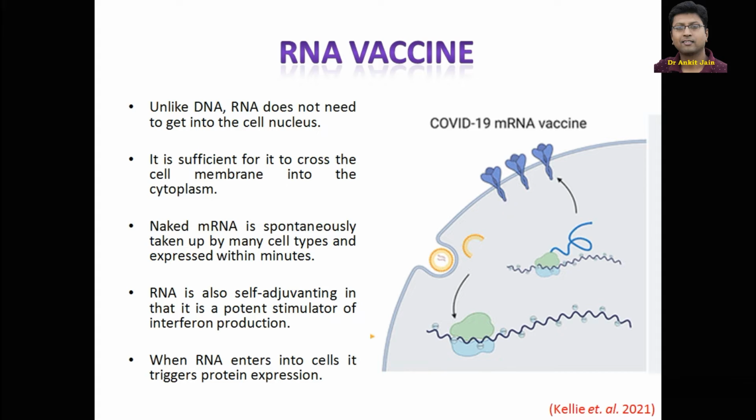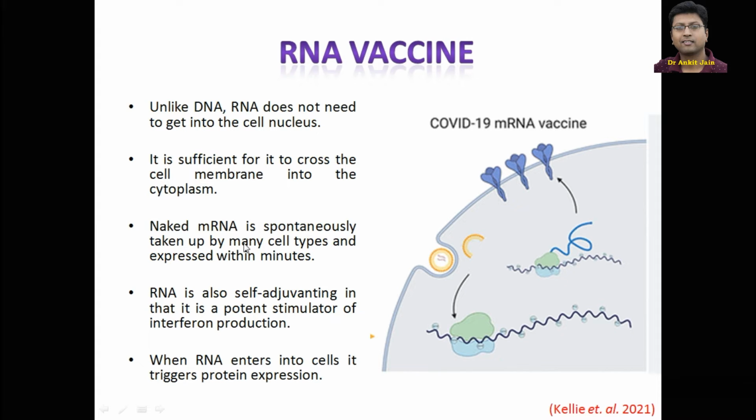Okay, so there is a limitation in the DNA that the DNA has to be introduced inside of the nucleus, and only then will it work. But it is not so with the RNA vaccine. The RNA vaccine will work without going inside of the nucleus. So the RNA vaccine is good and preferred over the DNA vaccine, and it is sufficient for it to cross the cell membrane into the cytoplasm.